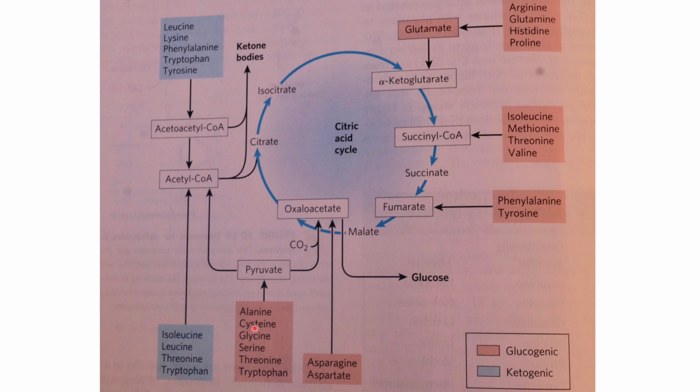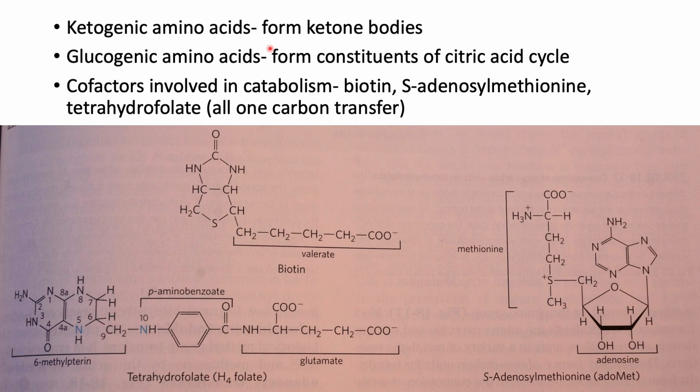And then the glucogenic pathways are here, because these would ostensibly go back and break down products of glucose, so they would be related in that regard and be an energy-forming thing. So ketogenic amino acids form ketone bodies, so gluconeogenic amino acids form constituents of the citric acid cycle. And the cofactors involved are biotin, S-adenosyl methionine, tetrahydrofolate. All these are involved in one carbon transfer.